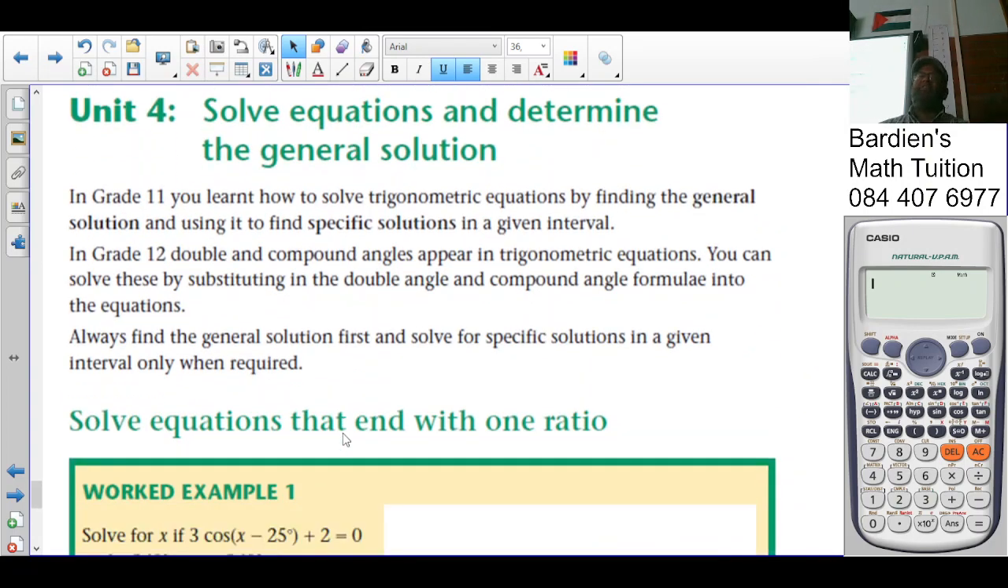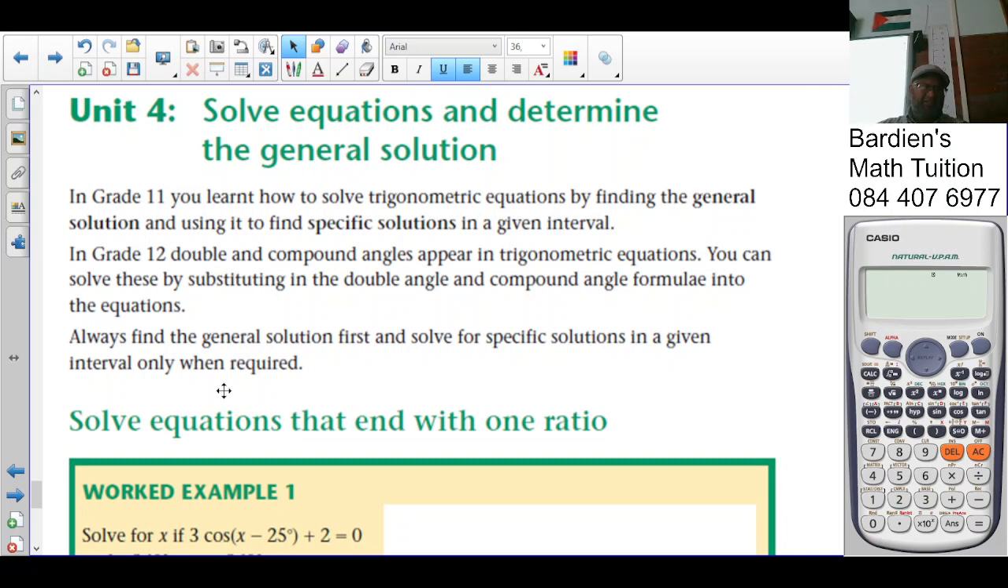So we have dealt with general solution in grade 11, not so. Remember when it's sine and cos, it's going to be k times 360, and if it's tan, it's k times 180. So the rule still applies. In grade 11 you learned how to solve trigonometric equations by finding the general solution, using it to find the specific solutions in the given interval. So next to the equation, if they give you an interval for x, or an interval notation or an inequality, then we must find the solutions between those values.